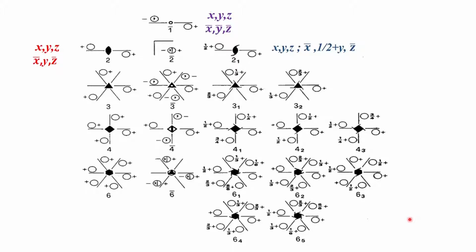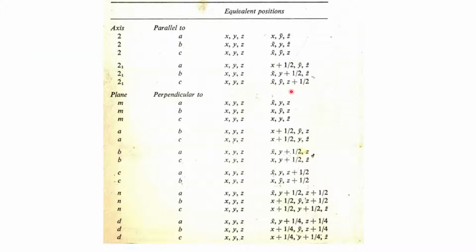And now we will go to the next slide, where I have indicated the equivalent point operations in case the operations are about a crystal and they are about various directions. But this particular slide we will refer to later on. At this moment we will just notice that the twofold axis will generate x, y, z. If it is along the a direction, x, y bar, z bar, and if it is along the b direction, it will generate x bar, y, z bar. Sorry, this is z bar.